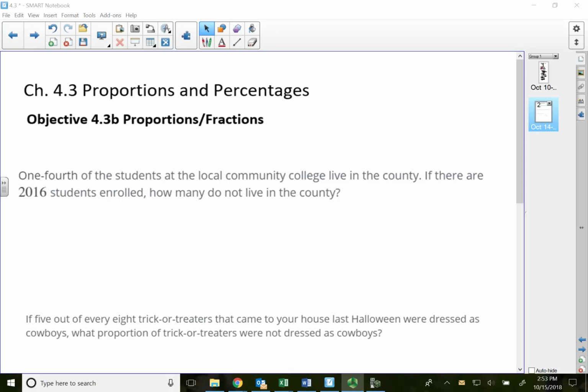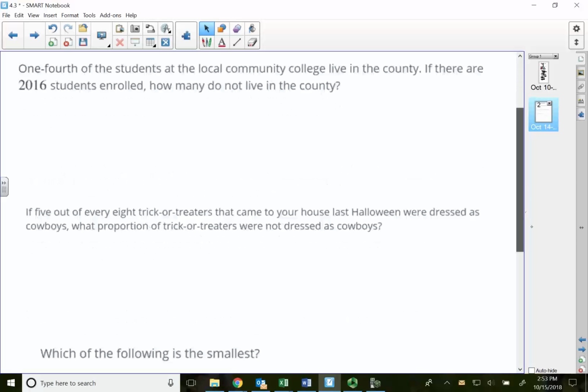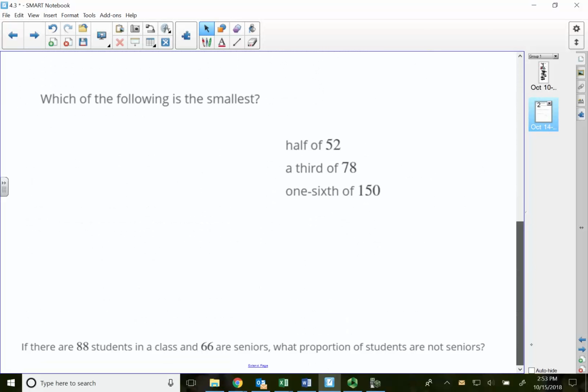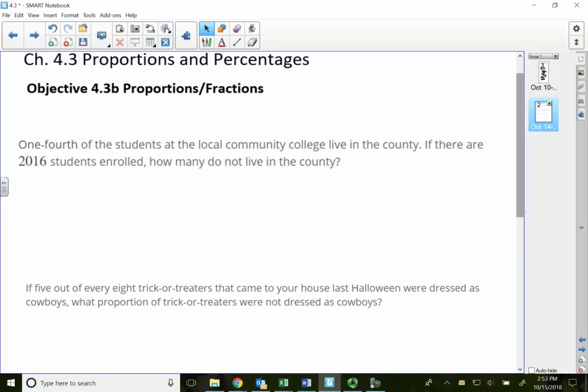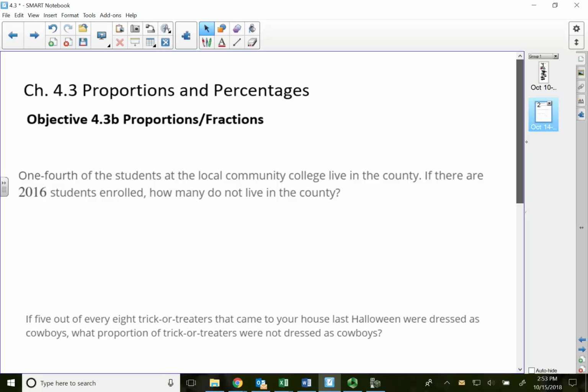Math 155, Section 4.3. In this lecture video, let's take a look at the concept of proportions. I thought I had some examples where we got some percent. It turns out none of the examples on the handout has any percent on it. That's why I titled this objective proportion/fractions.